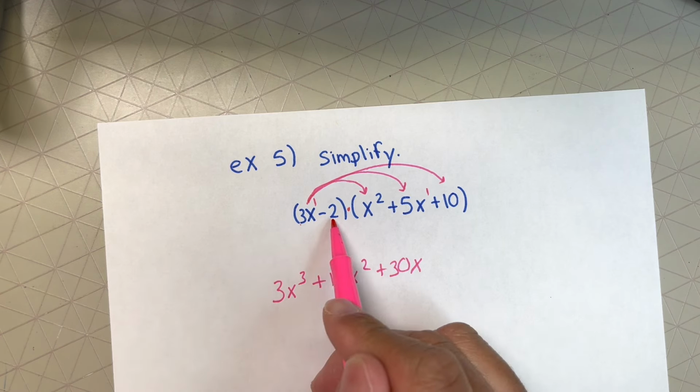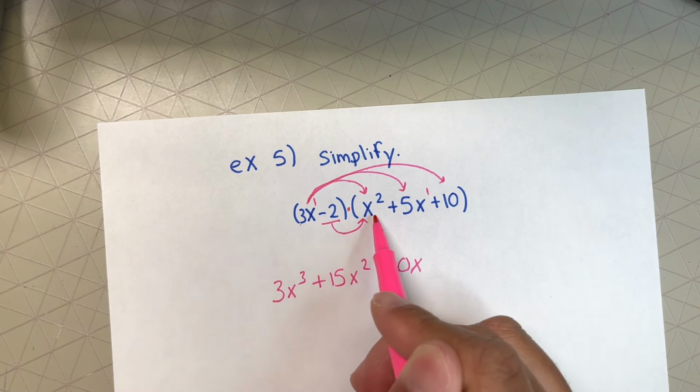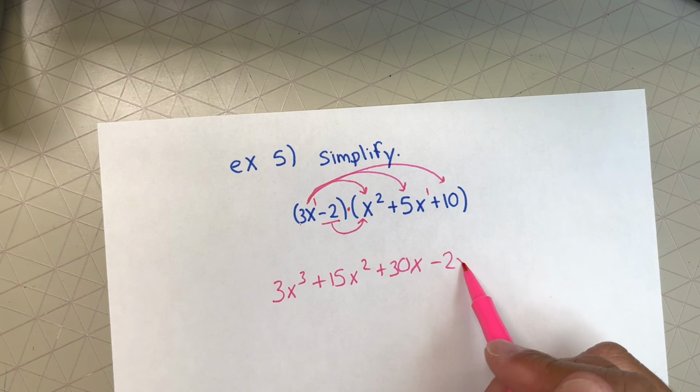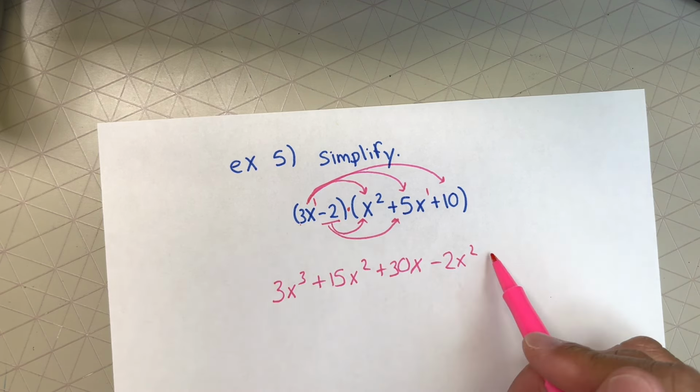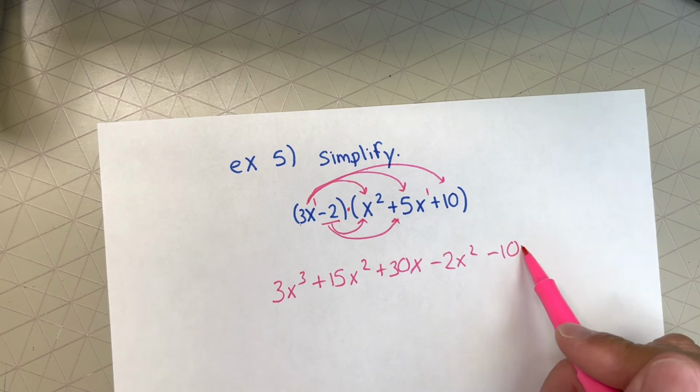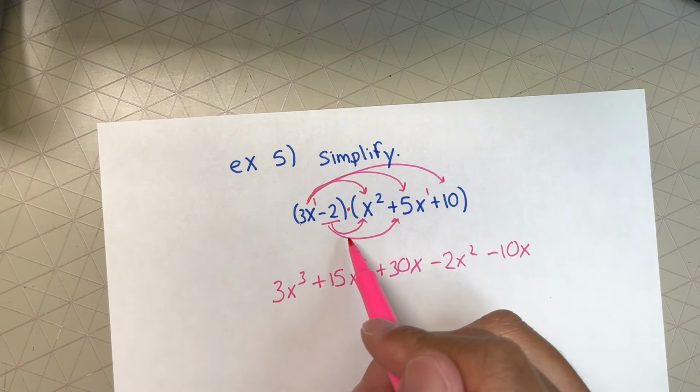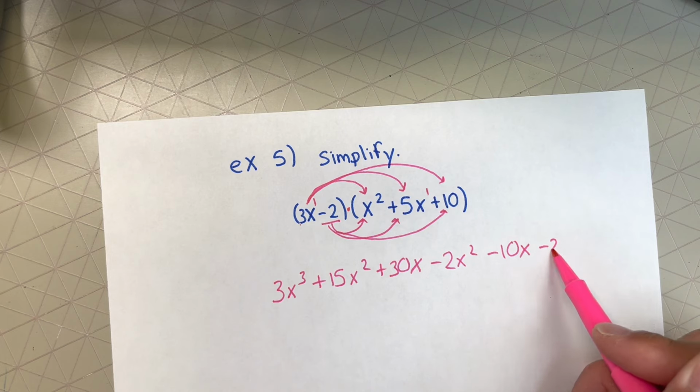Now you move on to negative 2. So negative 2 times x squared, they have nothing in common, so just stick them together. Negative 2 times 5x, negative 2 times 5 is negative 10. There's an x, so just drop it down. And then negative 2 times positive 10 is going to be negative 20.